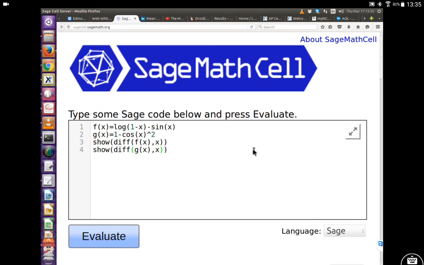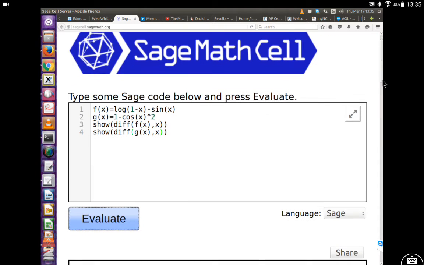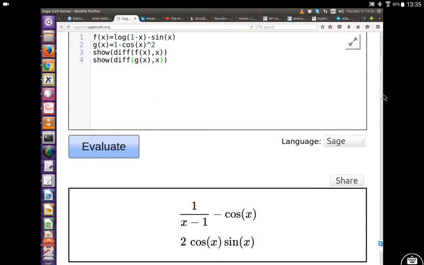And so the derivative of ln of x is 1 over x, right? But it's not ln of x, it's ln of u, it's chain rule. So you get 1 over 1 minus x times the derivative of 1 minus x, which is negative 1. So you get negative 1 over 1 minus x, which is 1 over x minus 1. And the derivative of the sine is the cosine. Good. The derivative in g, the constant 1, is 0. The derivative of cosine squared, or stuff squared, chain rule again, is 2 stuff to the 1 times the derivative of the stuff. With the derivative of the cosine being negative sine. So you got 2 cosine sine.